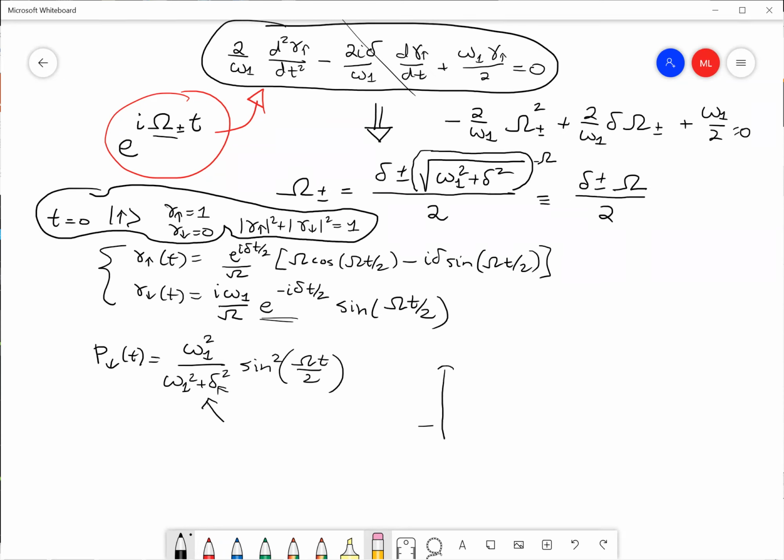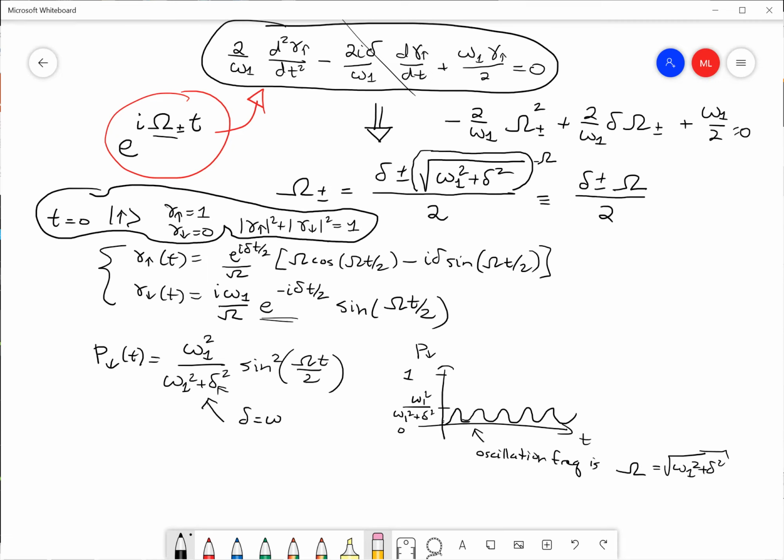And so now if I plot, say, p down arrow as a function of t, you still get the Rabi oscillations, right? But they're suppressed. Instead of going from 0 to 1, this probability only goes up to this factor of omega 1 squared over omega 1 squared plus the detuning squared. And then it oscillates. And the frequency of the oscillation is this omega, which is, again, the addition of omega 1 squared and the detuning squared. And remember what the detuning is. The detuning is the difference between the applied frequency and the Larmor frequency. So there you go. Those are Rabi oscillations.